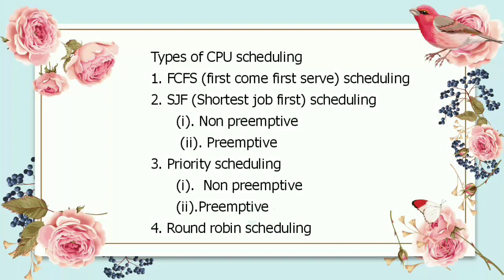Types of CPU scheduling. First, FCFS, first come, first serve scheduling. Second, SJF, shortest job first scheduling. So naa siya duha ka buok under, which is non-preemptive and preemptive. Third, priority scheduling. So naa gihapon siya duha ka buok under, which is non-preemptive and preemptive. Fourth, round-robin scheduling.